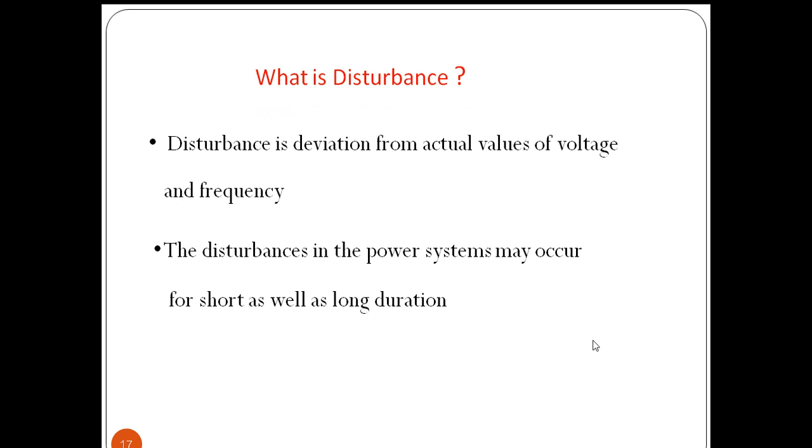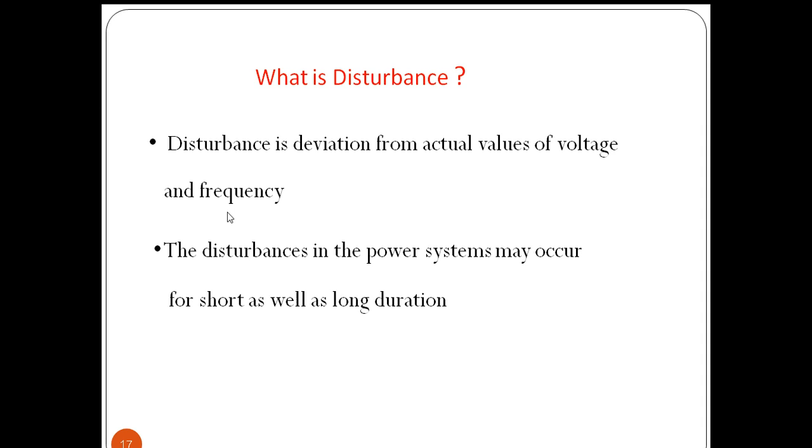Now we will switch over to the different disturbances which may occur in power supply. Actually, before that, what is disturbance? Disturbance is the deviation from actual values of voltage and frequency. Suppose we are getting 240 volts instead of 230, so that 10 volts will be the deviation that will be causing disturbance.